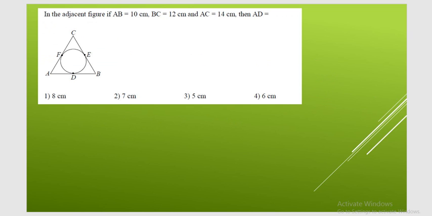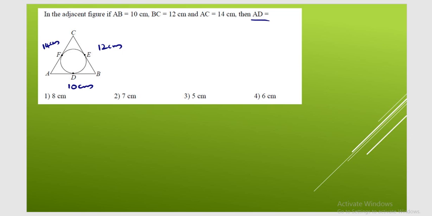Next, moving on to one more question. This is also related to secants and tangents, but here the concept that we are going to use is: from an external point to a circle, if tangents are drawn, then the lengths of those tangents are equal. Now what he has given, AB is 10 centimeters, BC is 12 centimeters, and AC is 14 centimeters, and he is asking you to find the value of AD.